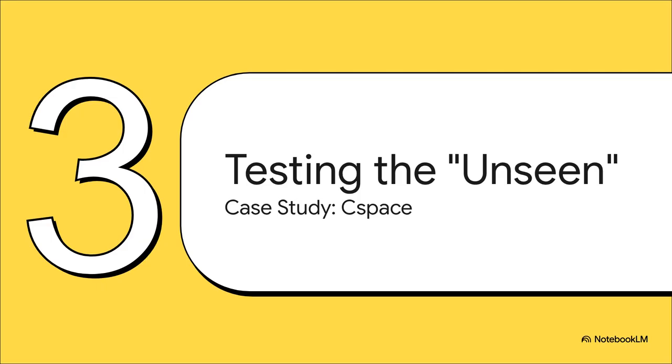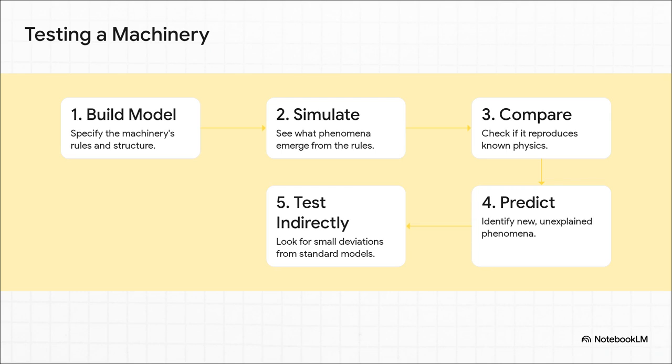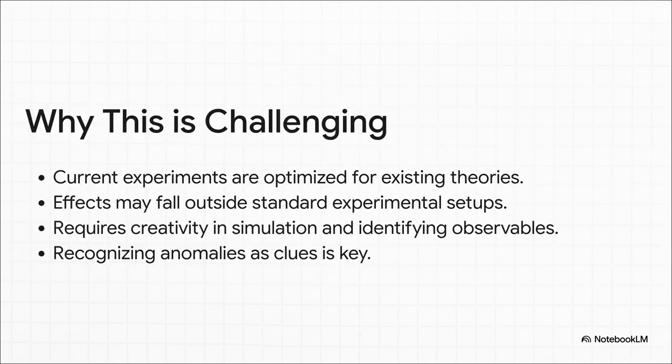Okay, so how in the world could we possibly test for a reality that's fundamentally different from our models? Well, there's a case study from physics called the C-space conjecture that shows just how real and practical this challenge is. The thing is, you can't just use the classic method directly on some new proposed machinery. It doesn't work that way. Instead, you have to build a model of the machinery itself. Then you run simulations to see what kind of physics pops out. You compare that to what we already know. And then, this is the crucial part, you look for totally new predictions that you can try to test for indirectly. And let me tell you, this is incredibly difficult.